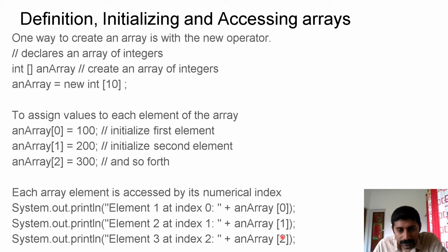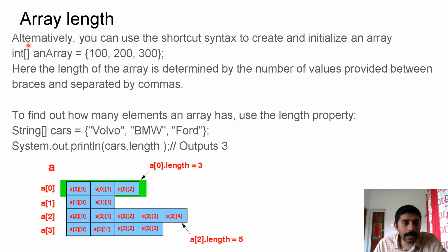Here I am just accessing the elements. So variable array name, square bracket, index. Index starts from 0 to n-1. Array length.